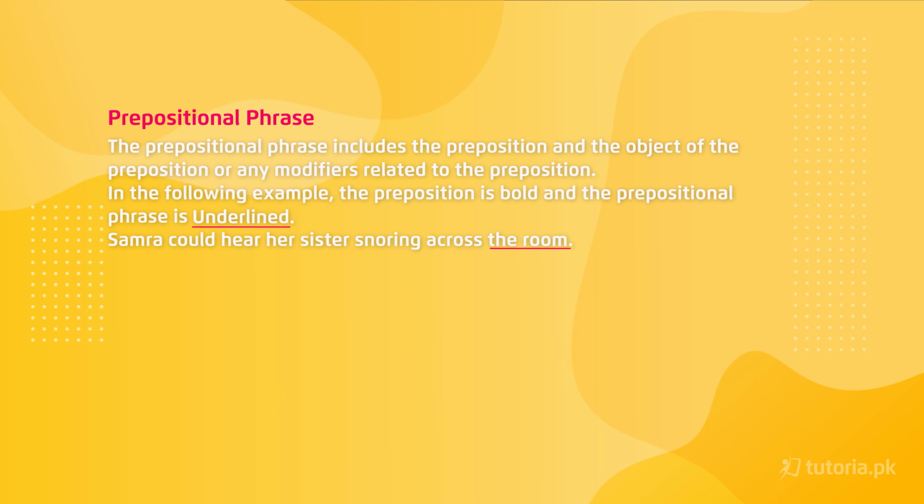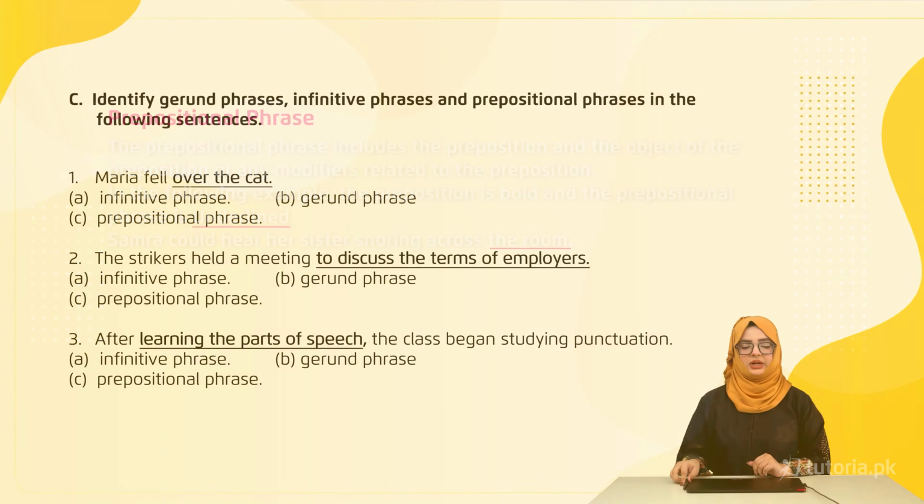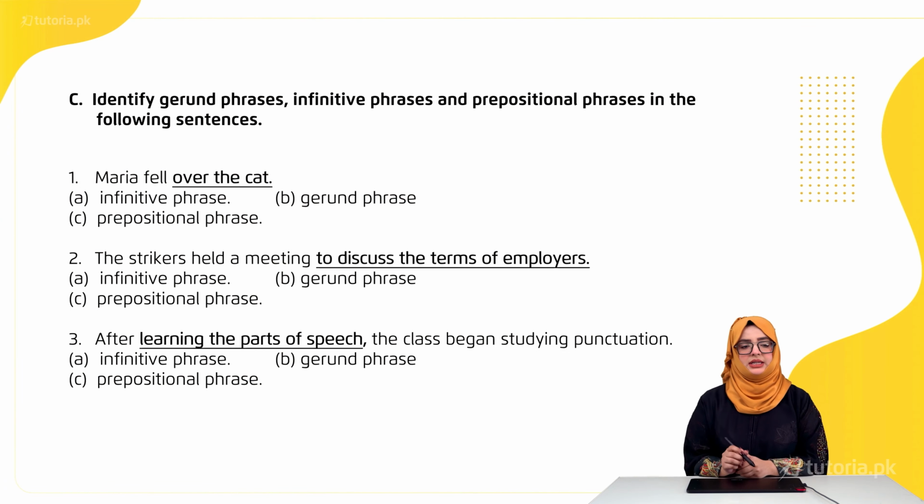So let's discuss the exercise related to these phrases. And it is identify gerund phrases, infinitive phrases and prepositional phrases in the following sentences. First is Maria fell over the cat. A. Infinitive phrase. B. Gerund phrase. C. Prepositional phrase. अब over जो है हमारे पास preposition है और the cat जो है हमारे पास object of preposition है तो ये हमारे पास C option है prepositional phrase.